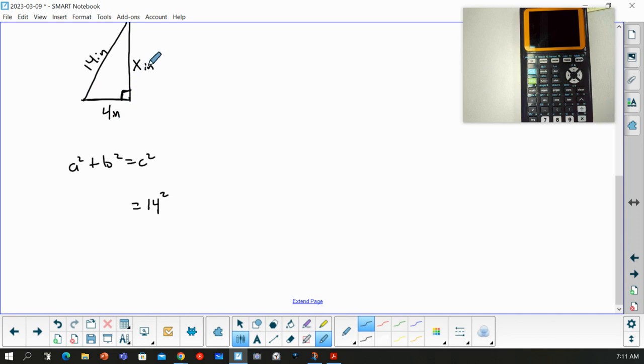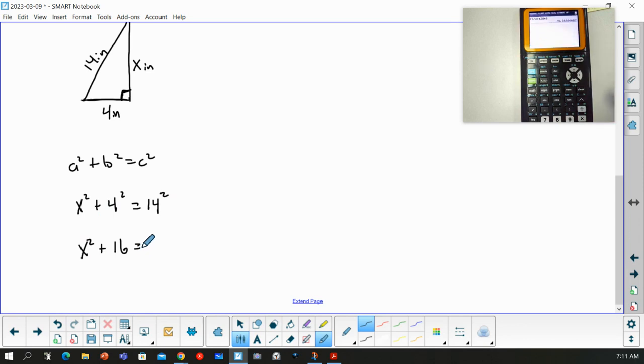It doesn't matter which one is a and b. I usually put the one that has the x first as a. So x squared plus 4 squared equals 14 squared. Now I need to do some algebra to solve for this. I can at least work out the squares. x squared plus, I know 4 squared is 16.